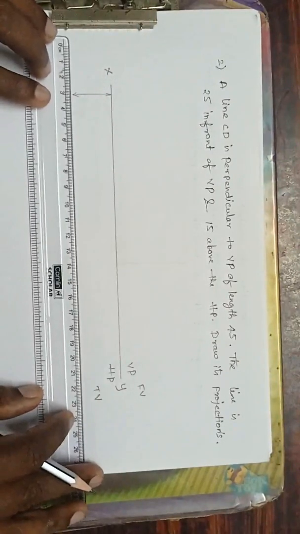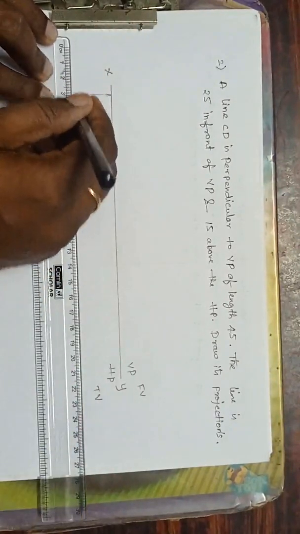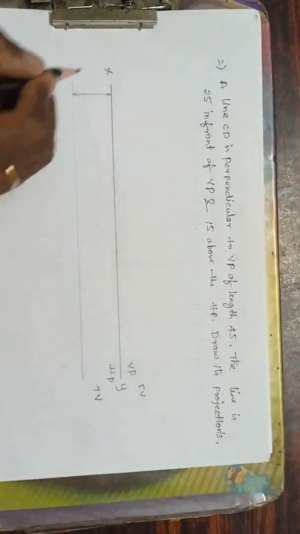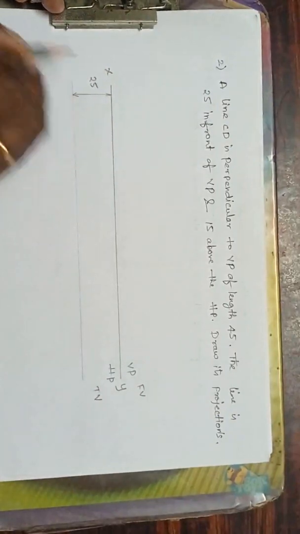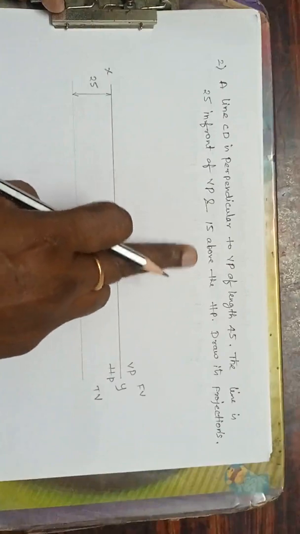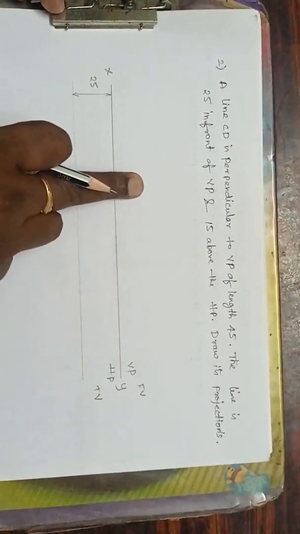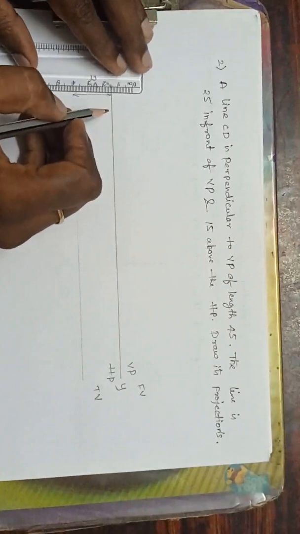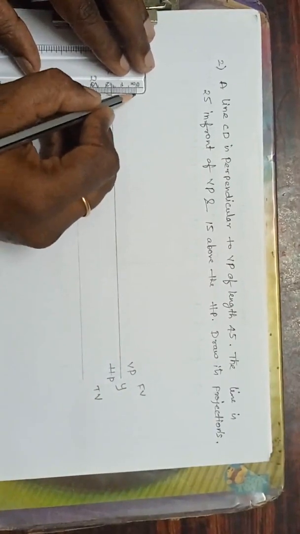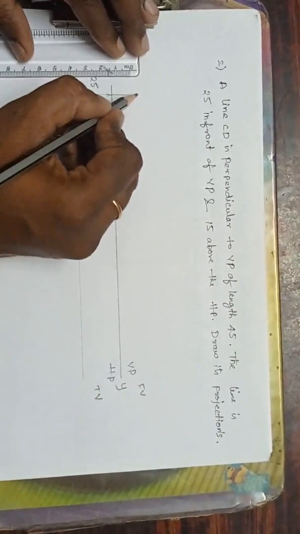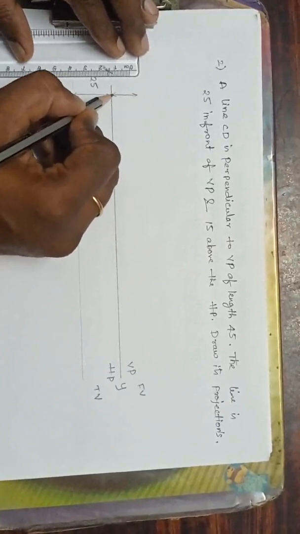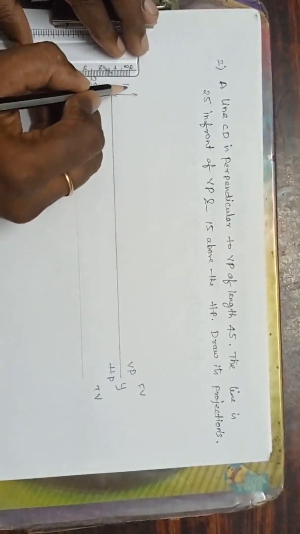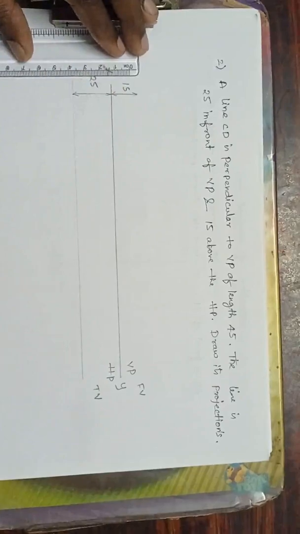Draw the horizontal line. This is done. Now 15 above the HP. Immediately draw it in the VP. What I am doing is drawing this 15 gap. This is 15.